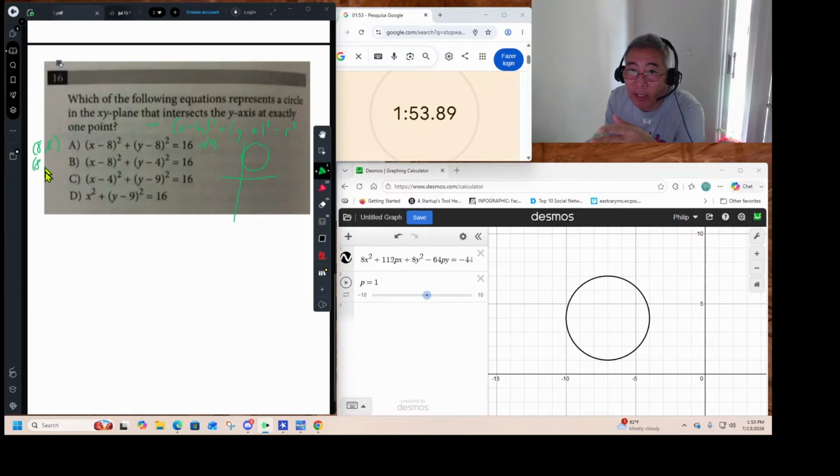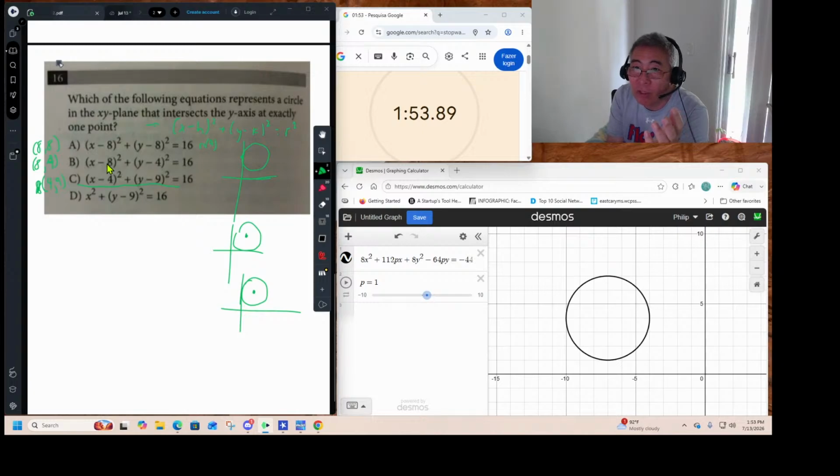This one here would be (8, 4). (8, 4) would be a circle which touches this axis perfectly, right? Because the height of the center would be 4. And so it would perfectly touch the x-axis, not the y-axis. So it's not this one either. This one here has a center at (4, 9), and this one would be 4 units over from the y-axis. So this would be the answer, right?